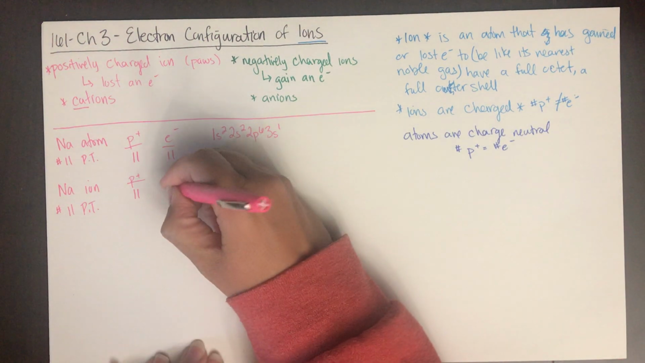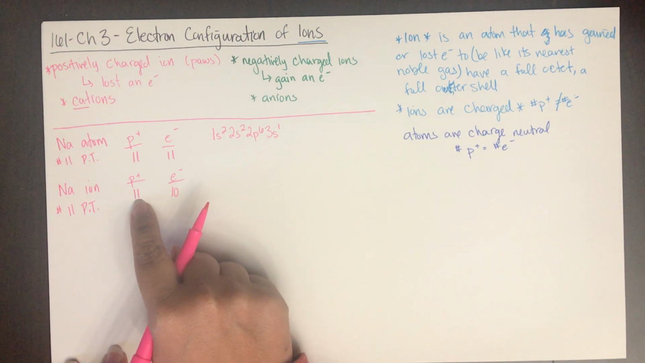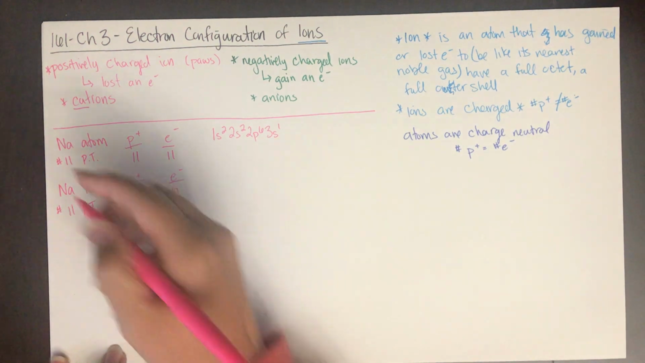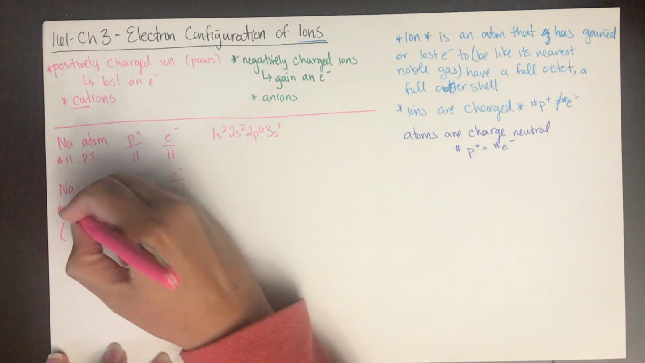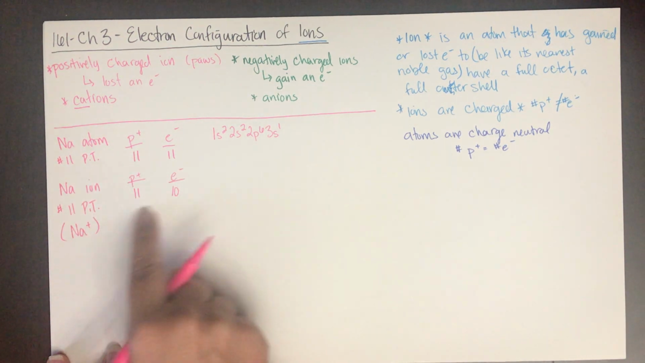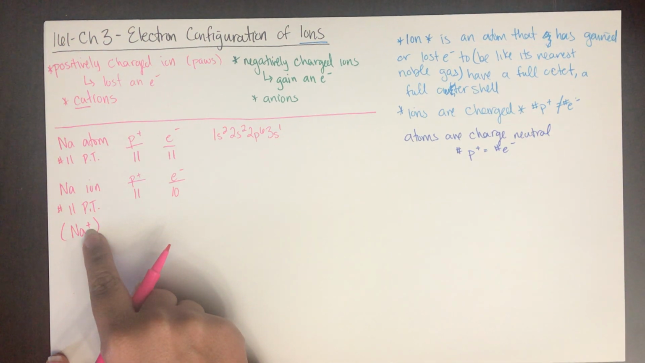So if it loses 1 electron, now it has 10 electrons. If you have 10 negatives and 11 positives, the symbol for the sodium ion is Na+1 because it has a charge of +1. You don't need to put the 1 there. 1 is always implied. If it's more than 1, 2, 3, 4, or whatever, then you would put the number there. So this is sodium +1.